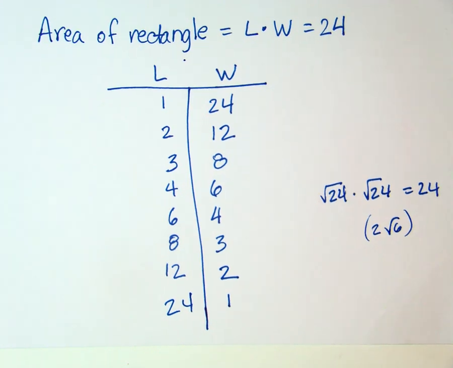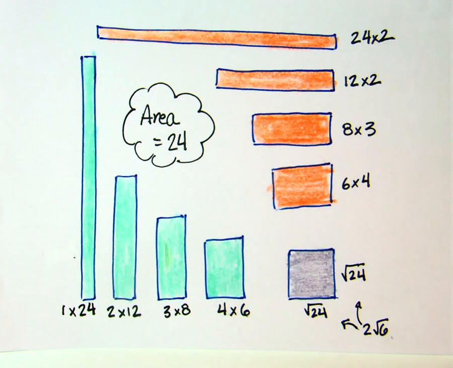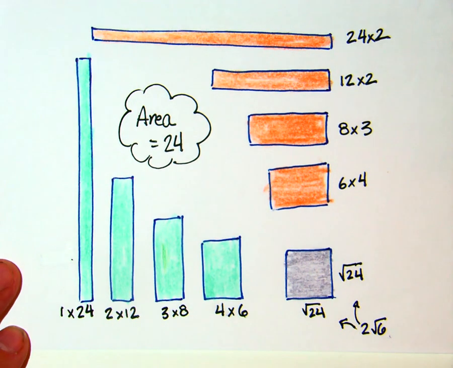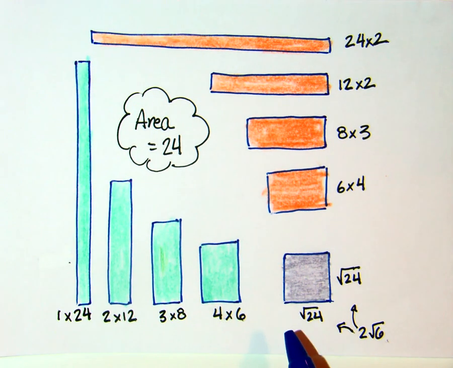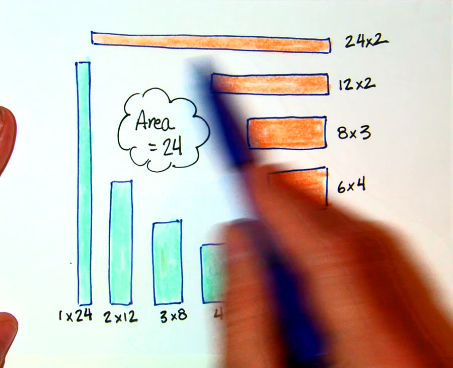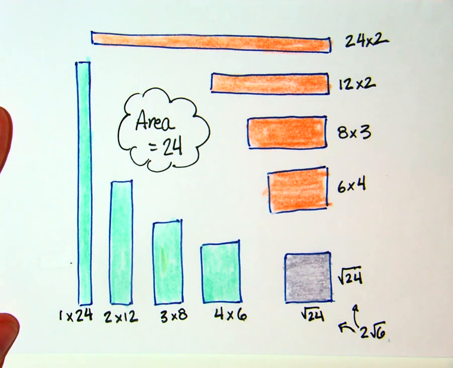Okay, so what would these rectangles look like? They'd look kind of like this. There we go. So all of these have an area of 24. Here's the 1 by 24, 2 by 12, and here they are drawn out. And here's the possible square, whose side length is 2 times the square root of 6, or the square root of 24. So each one of these rectangles has an area of 24 square units.